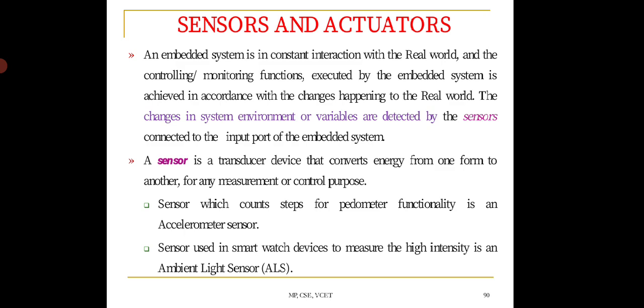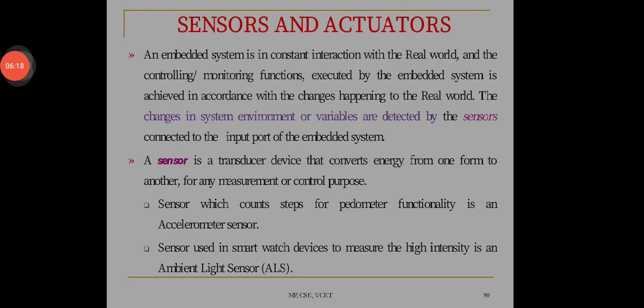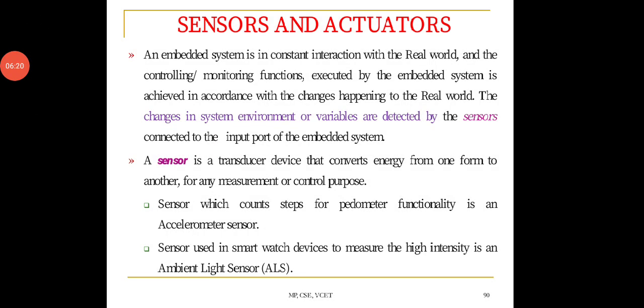Next is sensors and actuators. A very important thing is sensors and actuators. What is a sensor? A sensor is a device that converts energy from one form to another for a measurement or control purpose. An embedded system is in constant interaction with the real world, and the execution by the embedded system is achieved in accordance with the changes happening in the real world.